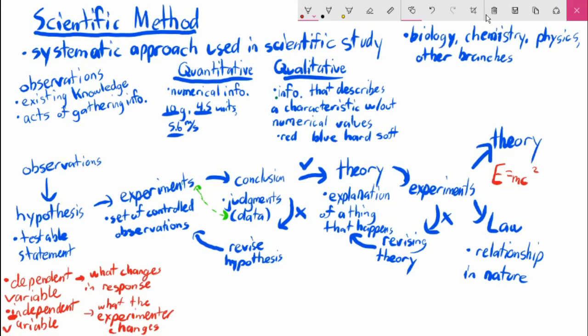Now, one example of a scientific law would be Newton's law of universal gravitation, which basically boils down to all particles have some kind of attraction to each other, that is also dependent upon their mass and the distance they are from each other. So closer objects with greater mass will have greater attraction to each other, whereas further objects with less mass will have less attraction to each other.